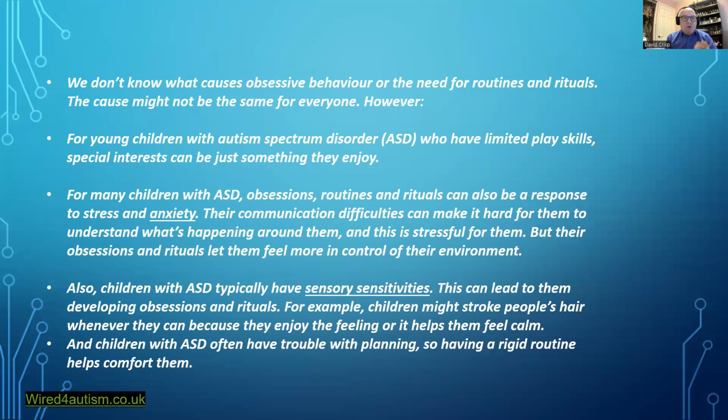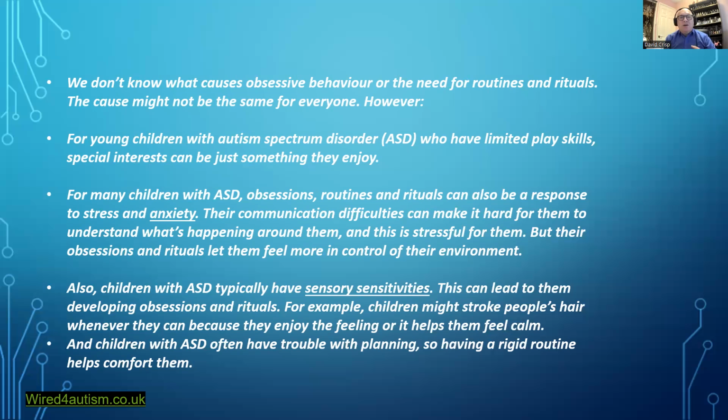Simple as that. Also, autistic children typically have sensory sensitivities. Of course, everybody has sensory sensitivities, but for autistic individuals these can be quite profound, leading them to develop these obsessions and rituals and intense special interests. For example, children may stroke people's hair whenever they can because they enjoy the feeling of it, or it makes them feel calm. And again, little children doing that might be less of a problem. If they're toddlers, fine. But if an older child or an adult goes up to you in a pub, and you've never met this person before, and suddenly they start stroking your hair, you're going to naturally feel uncomfortable, but they may not be aware of that.